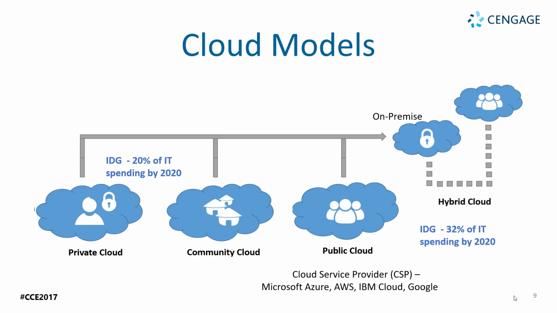The other type of cloud service is a public cloud service, provided by cloud service providers such as Microsoft Azure, Amazon Web Services, IBM Cloud, Google, and others. They provide this service for a fee to outside organizations. Then a hybrid cloud is a way in which we can take our on-premise or private cloud and extend it into the public cloud. 32% of IT spending, according to IDG, will be in this area of hybrid clouds and public clouds by 2020.